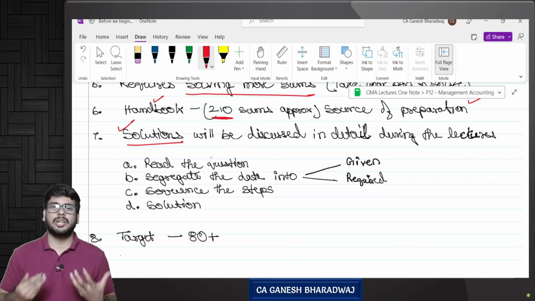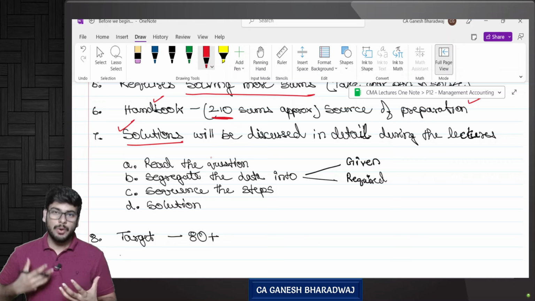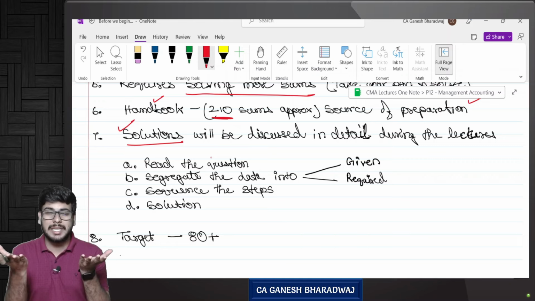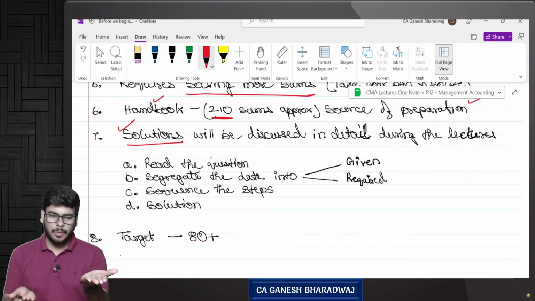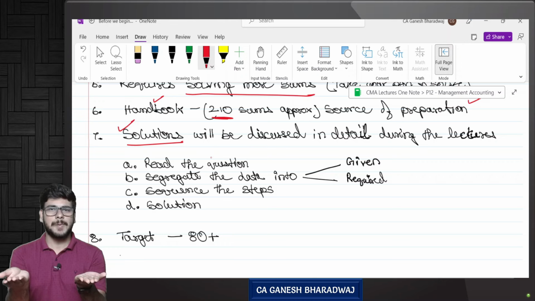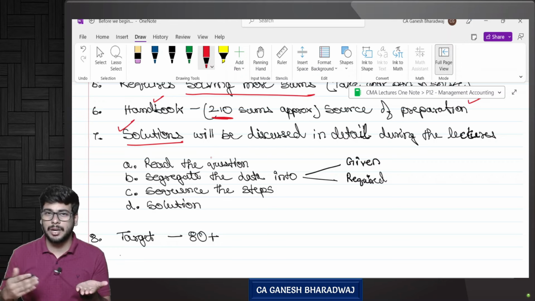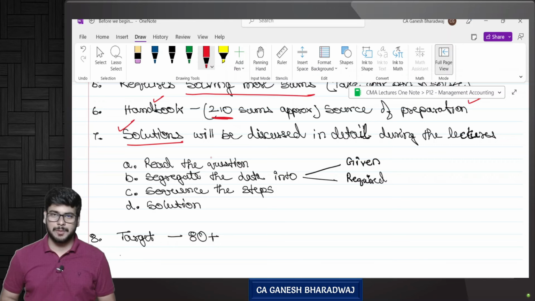But solution is not the end of it. So how do you arrive at the solution? What is actually the gap that you feel? If both the question as well as the solution is given, you still feel that there is a need for something that is yet unfulfilled. What is that? That's what I'm going to explain right now.